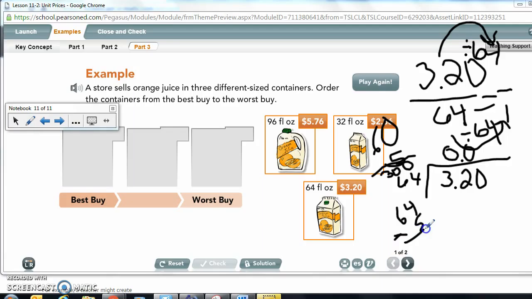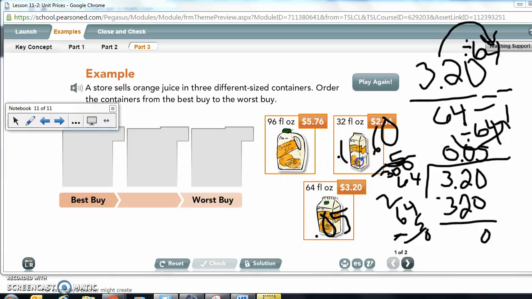64 times 5, well, 5 times 4 is 20. Carry my 2. Okay, 5 times 6 is 30, plus 2 is 32. Hey, that's what I'm looking for. So 64 goes into 320 5 times, minus 320 is equal to 0. What does that mean? This was 0.05 or 5 cents.